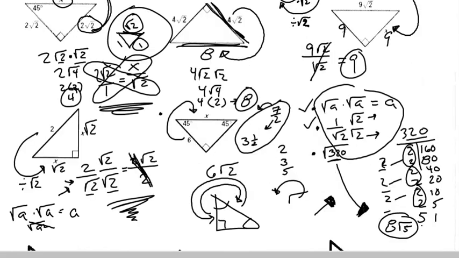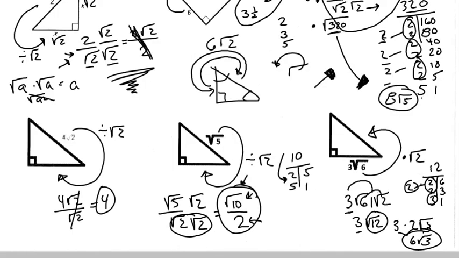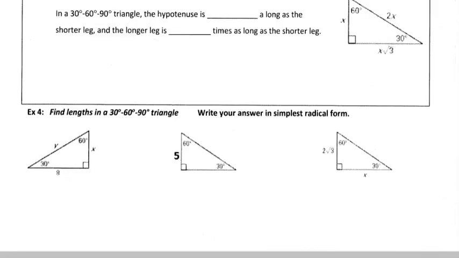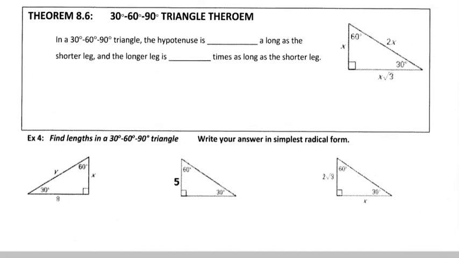Okay, that was one of your special right triangles. Let me show you the other one, and then we are done. So here is your other one. Okay, so the other one is a 30, 60, 90 triangle.